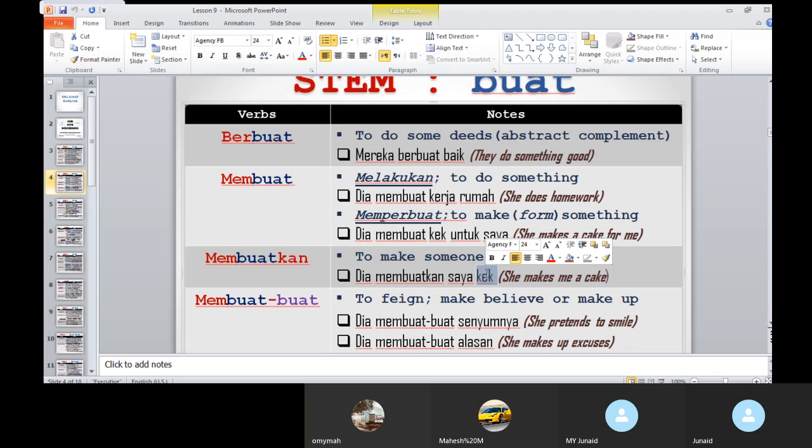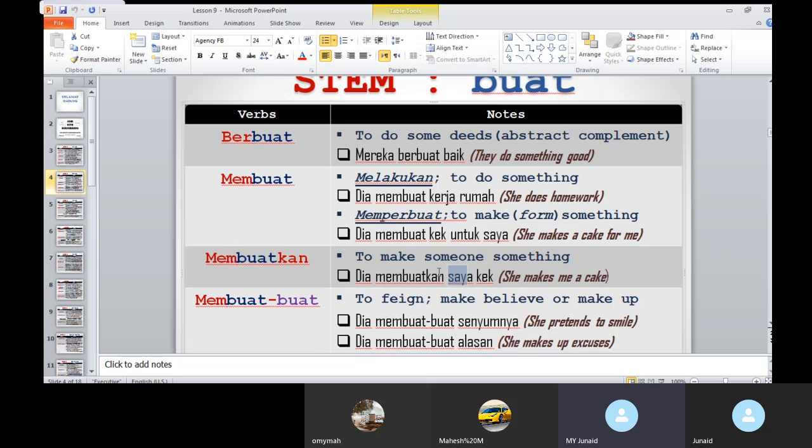Dia membuatkan saya cake. So the first object must be the person, to make for someone something. So dia membuatkan for me a cake. But we don't have to put "for" because it's a direct object.